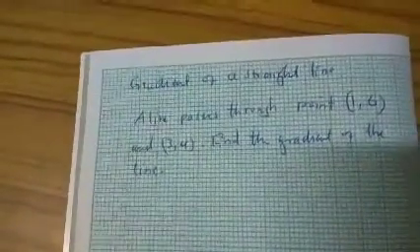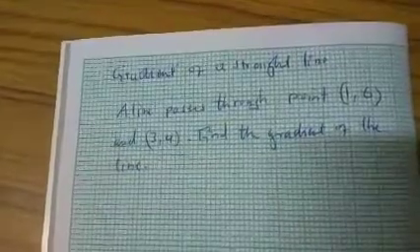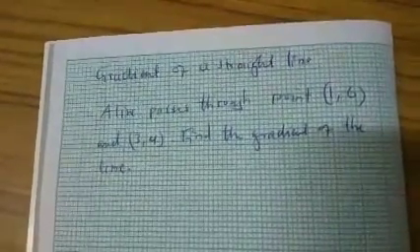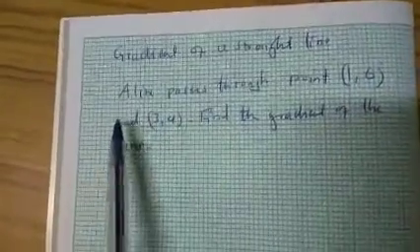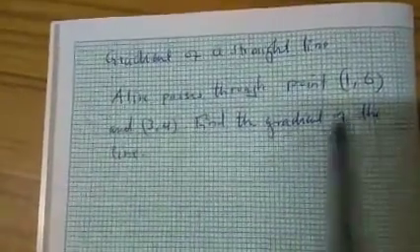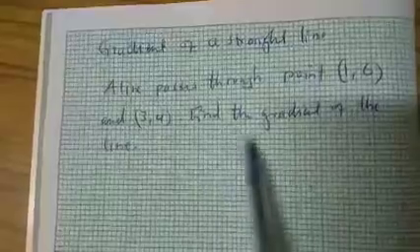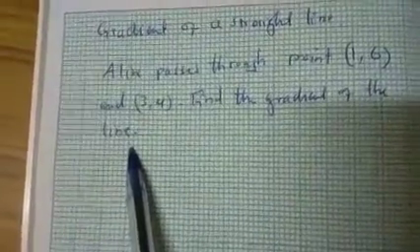Today we want to look at the gradient of a straight line. For example, we are given a question here that a line passes through points (1, 6) and (3, 4). Find the gradient of the line.